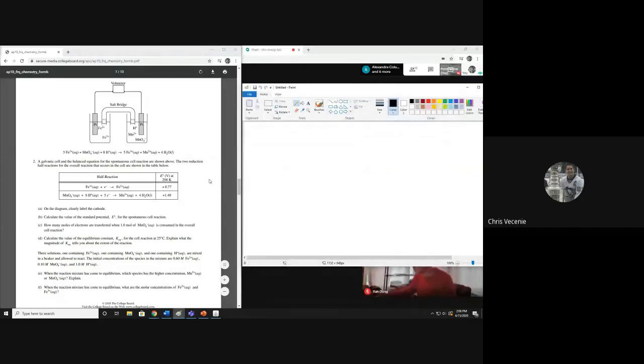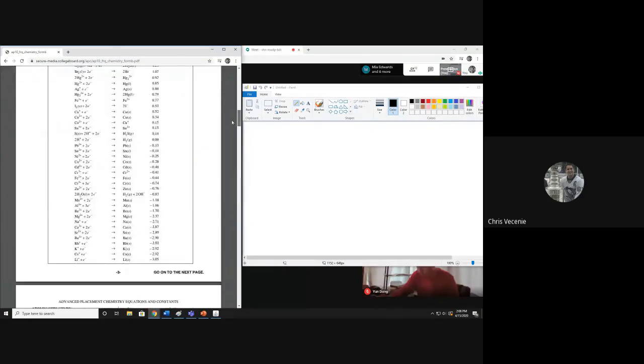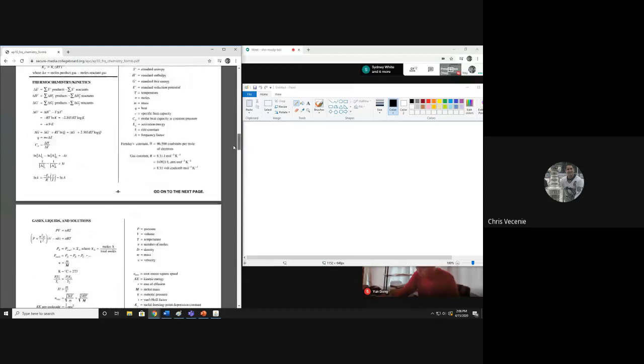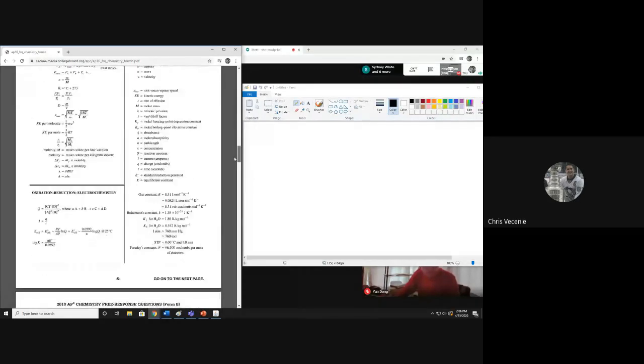Okay, so if you guys take a look at this one here, pretty similar to the stuff we were doing yesterday. Looking at a cell, they're giving you the half reactions, they're giving you the reduction potentials, all right? And that's more of the presentation. You don't always have to dive back into here to get your reduction potentials, but just realize you guys are going to have that at your disposal. And you always get your equation sheet.